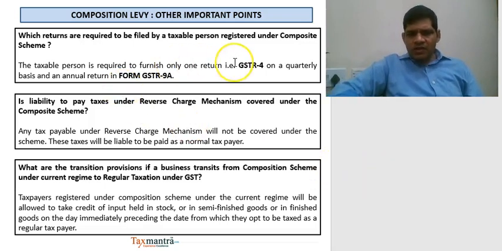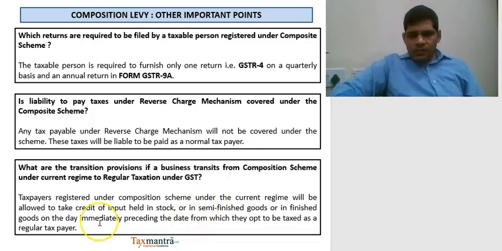Which returns are required to be filed by composition scheme? GSTR 1, that is on quarterly basis, and GSTR 9A, that is the annual return. Is liability to pay taxes under reverse charge covered? Yes, even the composition registered dealer needs to pay taxes under reverse charge as a normal taxpayer would pay, and that is a cost to them, because they will not be able to take input credit as there is no output tax which they are generating.